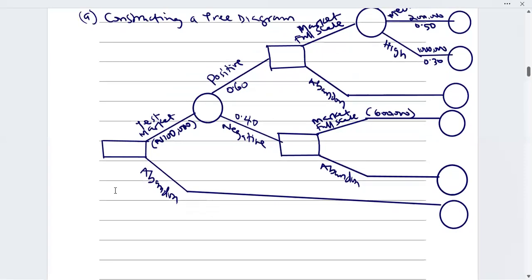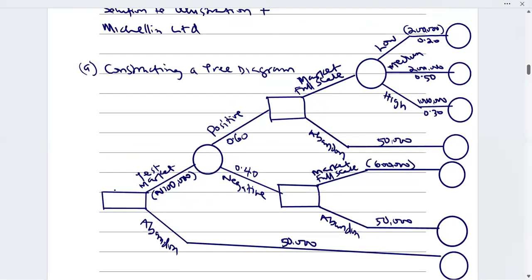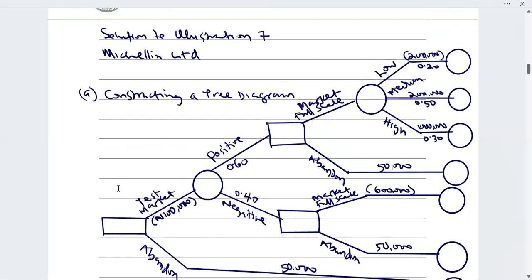Then we're now told that at every point you abandon, you should give 50,000 naira net gain. So there's an abandon here. Here is also abandon. There's also abandon. Then we give 50,000. So that's that. We have indicated the probability of occurrence as well as the state of nature. We have attached value to each one. So the next thing we need to do now is to label our nodes alphabetically or numerically. So we are going to use alphabet.